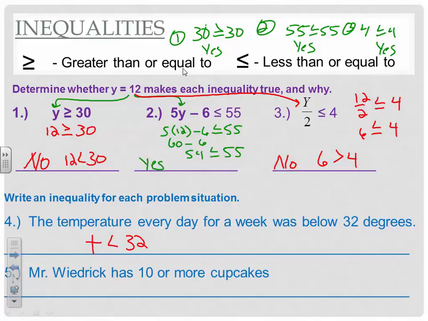Could the temperature have been 32 that week? It could not. It said the temperature was below. So we just keep the less than sign. If it says the temperature was 32 or below, then we would have had 32 or below would look like this. That counts 32, but we're not counting that. So if you would please hit pause and try number 5.